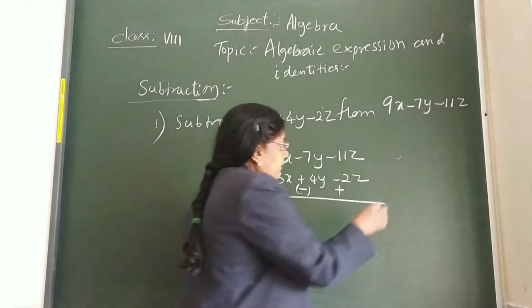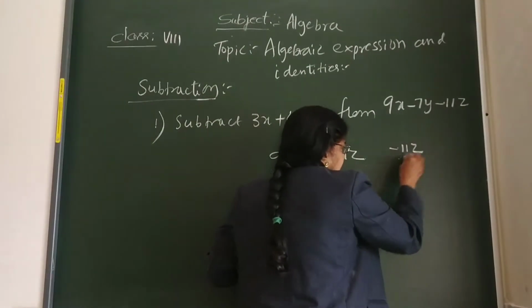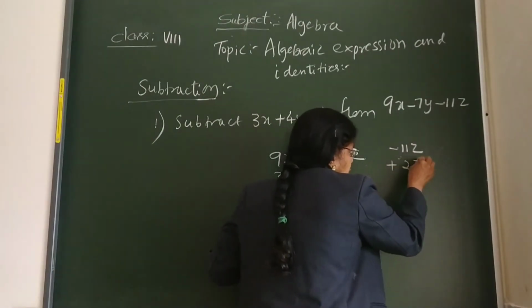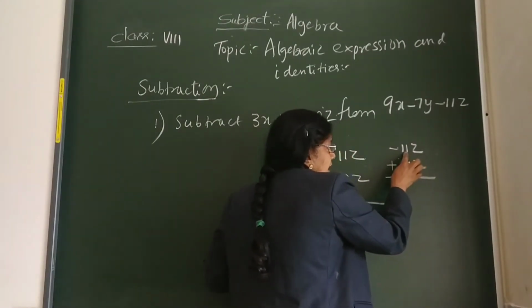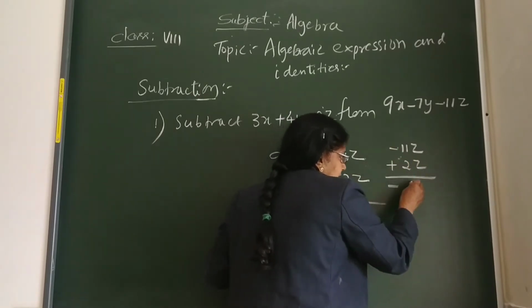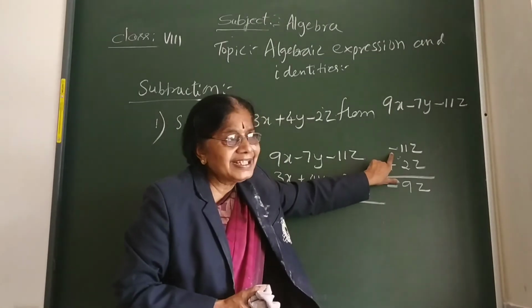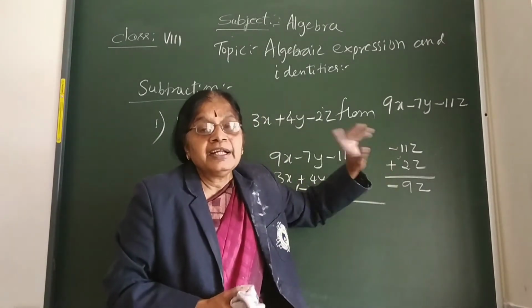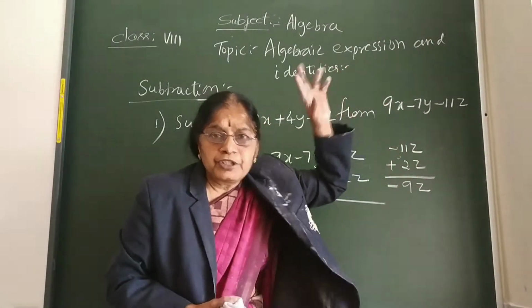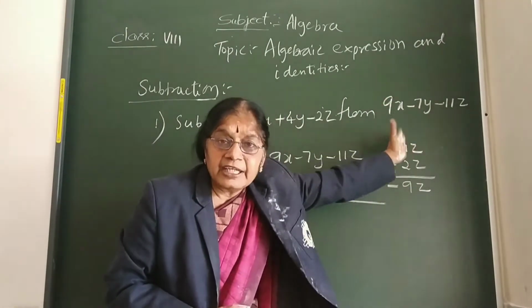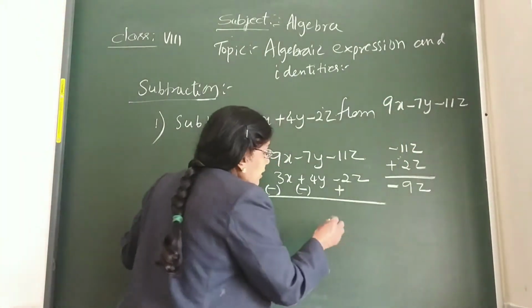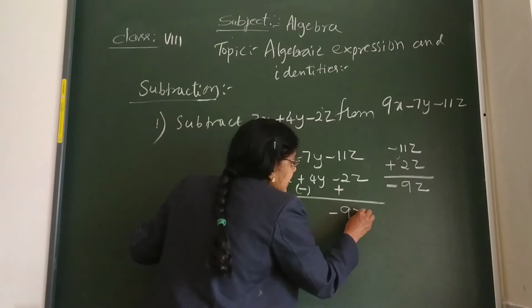Let us see now here. Minus 11z plus 2z. Which is the greater number? 11. What is the sign? Minus. 11 minus 2 is how much? 9. Because I told you when one is negative and one is positive, take the greater number, first keep its sign and from the greater number subtract the smaller number. So I got minus 9z.